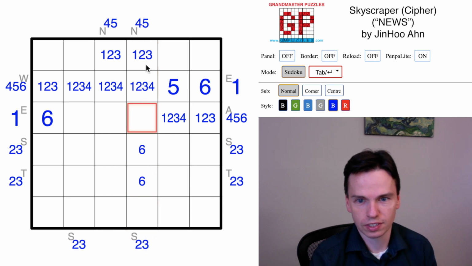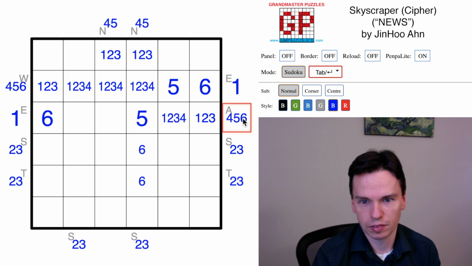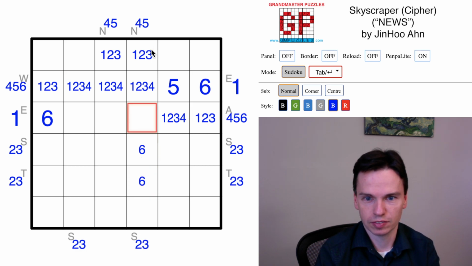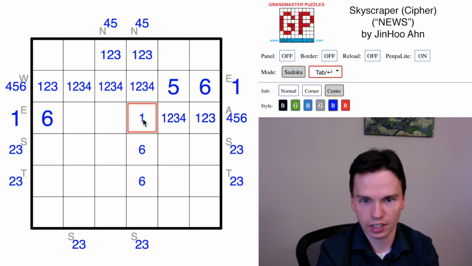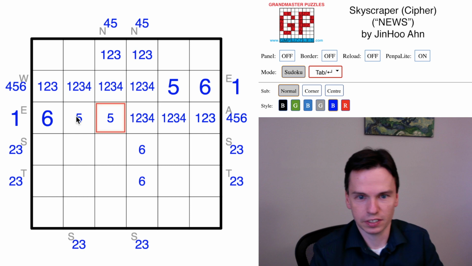I think the first is a cell like this. Notice if this cell is a 5, it now forces the A to the right to be a 4, because we could see a maximum of 1, 2, 3, 4 buildings. And it forces the N above to be a 4, because it's 1, 2, 3, 4 buildings. And so this is ruled out because A and N have to have different values. So this is, again, a 1, 2, 3, 4 cell. And a 5 is over here.